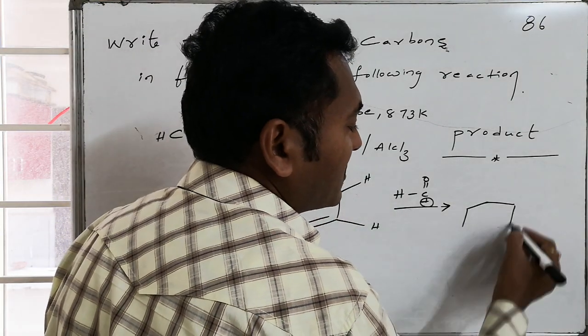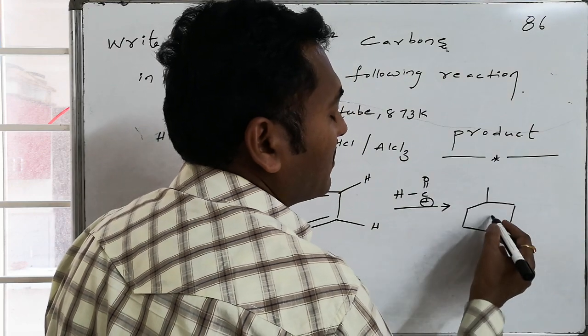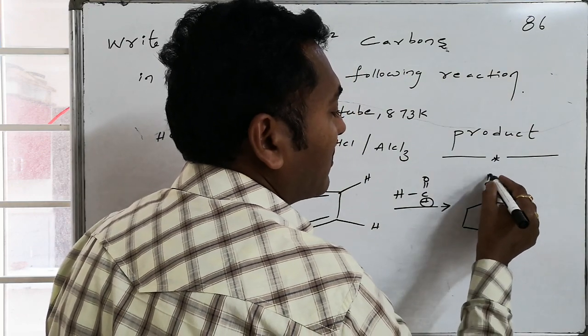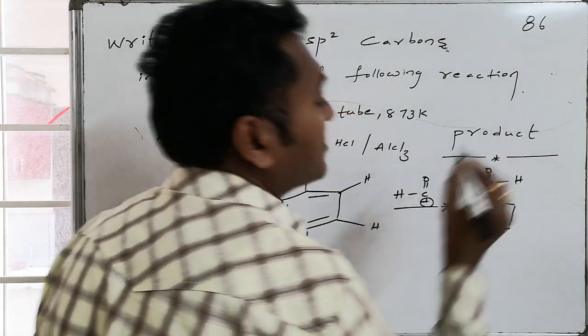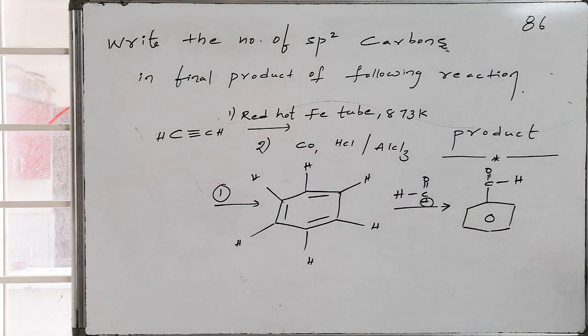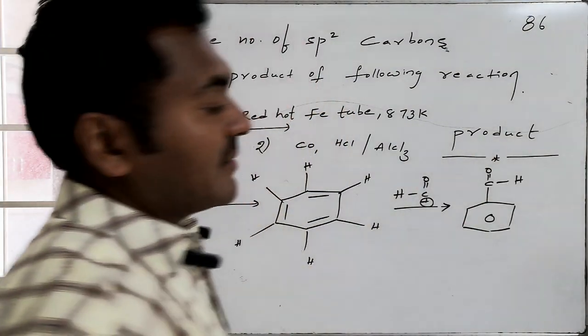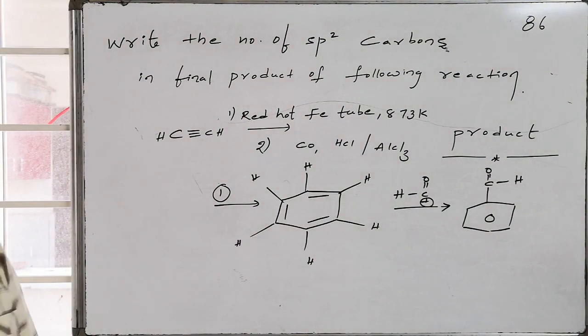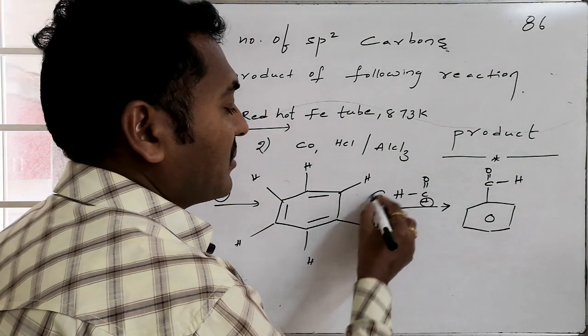Here an electrophilic substitution reaction occurs. In place of one of the hydrogens, this formyl group is substituted. Thus benzene followed by an aldehyde, that is benzaldehyde, is formed. This is reaction number 2.